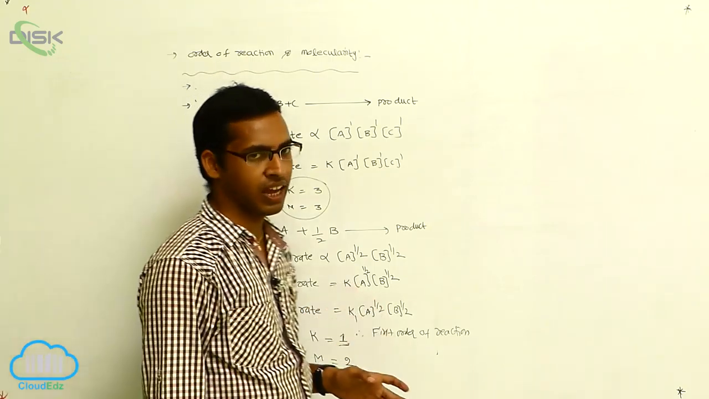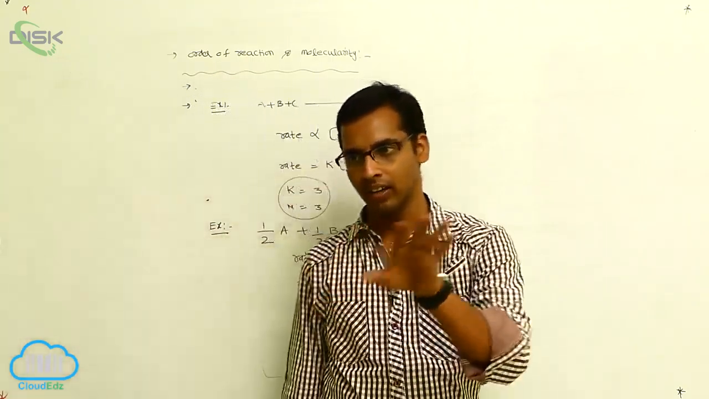So this is important, because the order of reaction calculation is an experimental process. But molecularity means how many molecules are participated in a reaction. That is your molecularity. This is your concentration term. So these are the differences between order of reaction and molecularity.